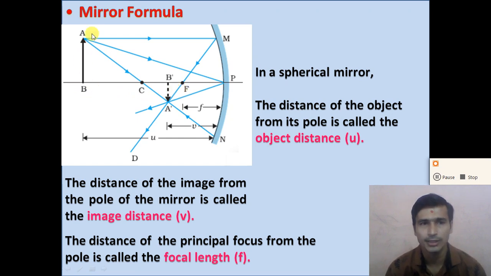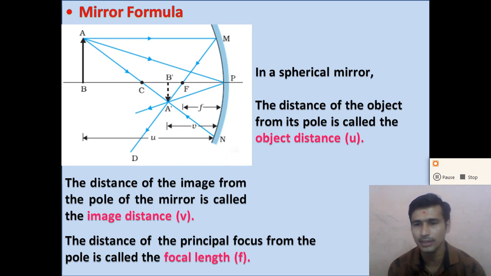So similar ray diagram we can draw when the object AB is placed at a distance u from the pole. So this distance is called the object distance, right? The distance of the object from the pole of the mirror is called the object distance u, right? So here we also apply the sign convention. The object distance for the concave mirror we consider negative.